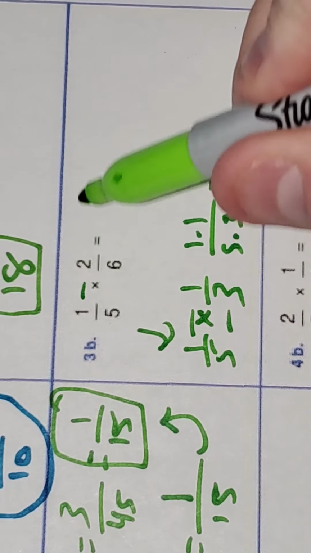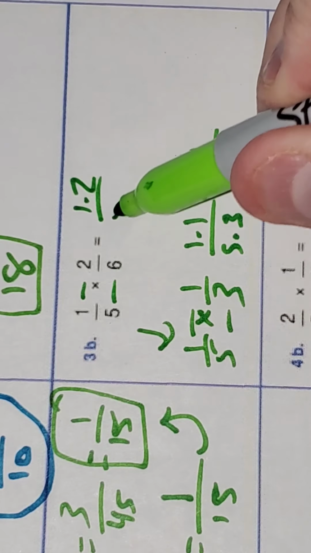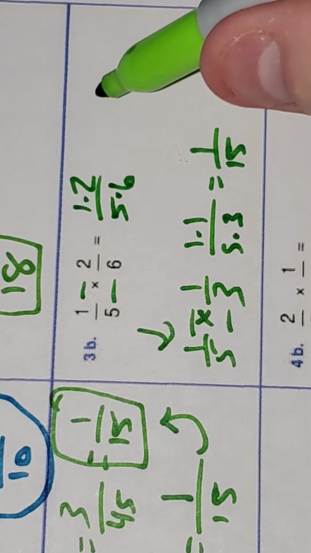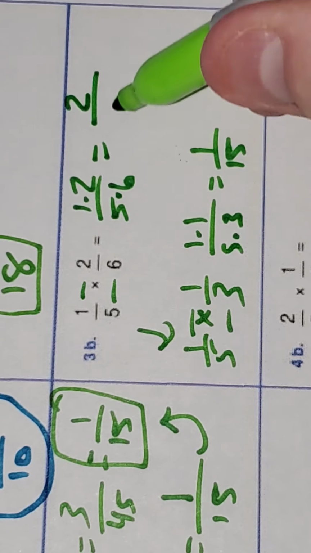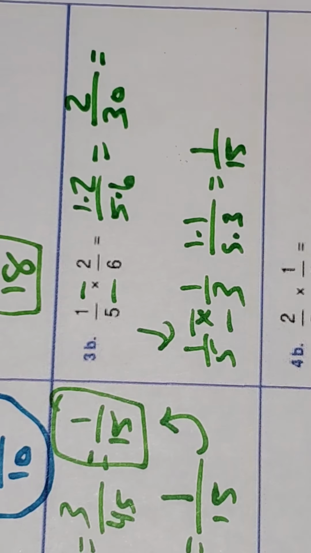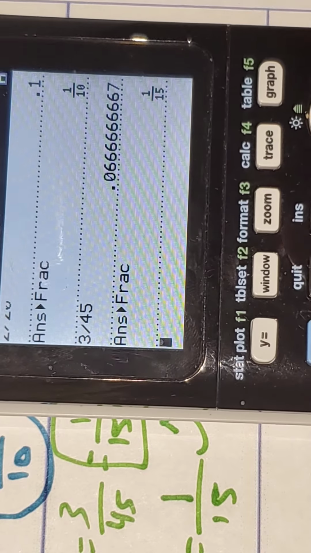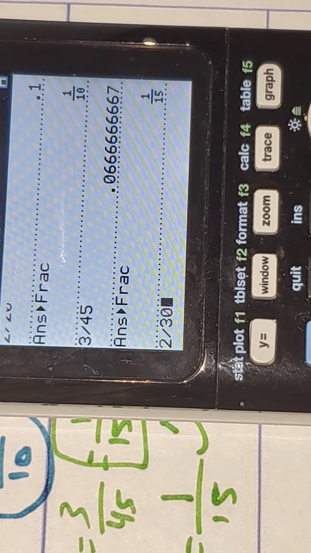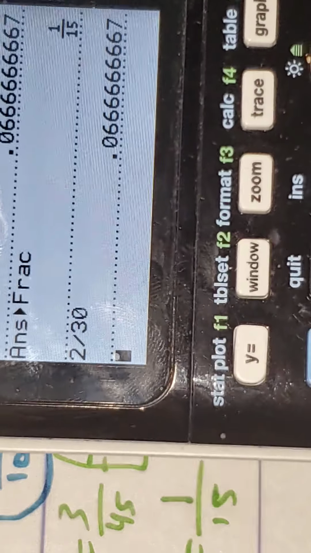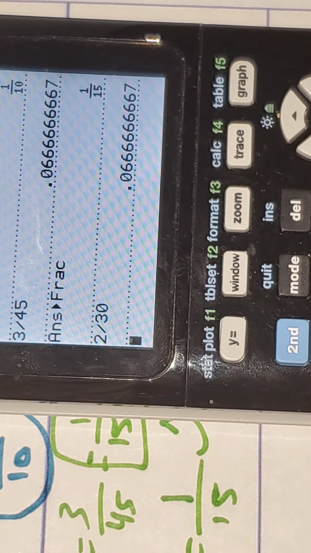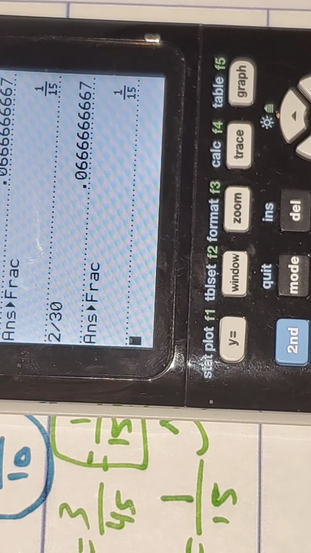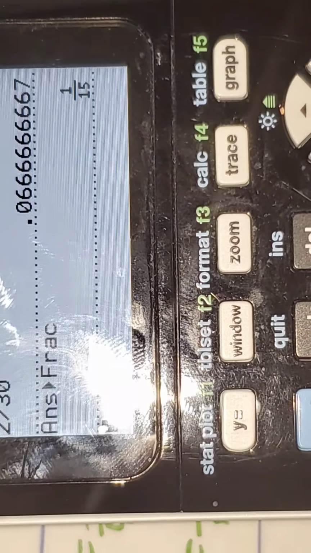If you don't reduce ahead of time, you get 1 over 2 times 5 over 6. 1 times 2 is 2. 5 times 6 is 30. Again, we can come to the calculator, do 2 divided by 30. We get a decimal. We go to math. We hit enter on fractions and enter again, and there's our 1/15.